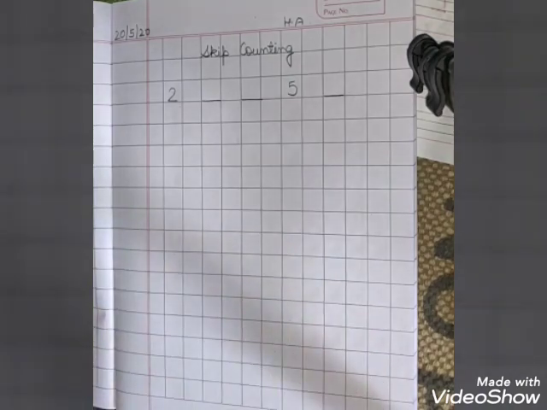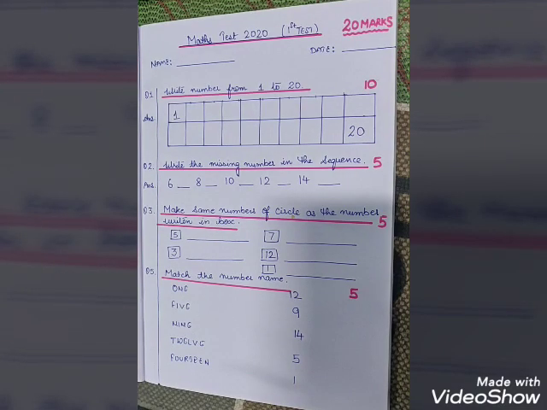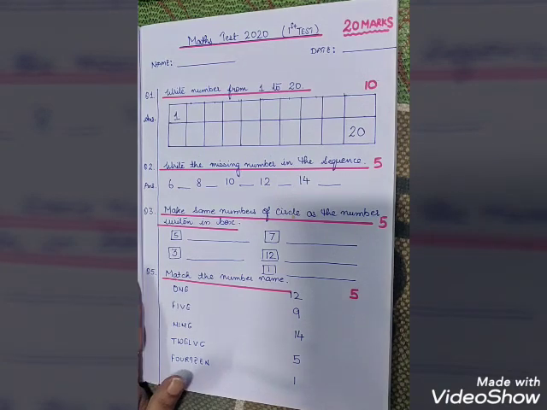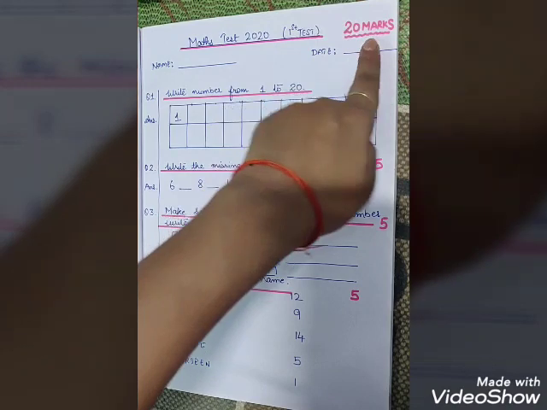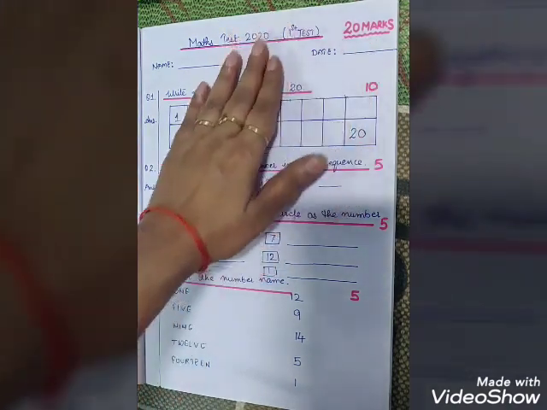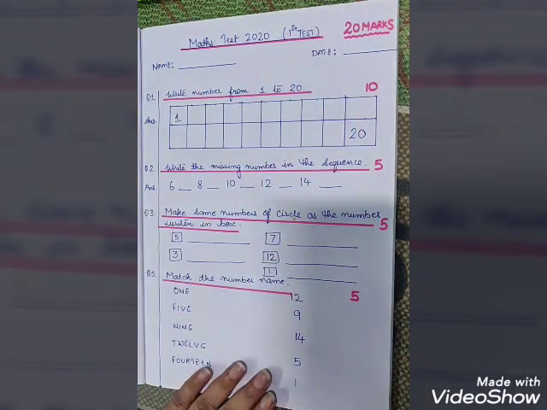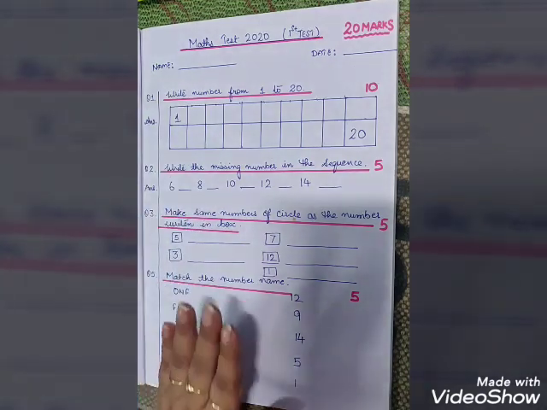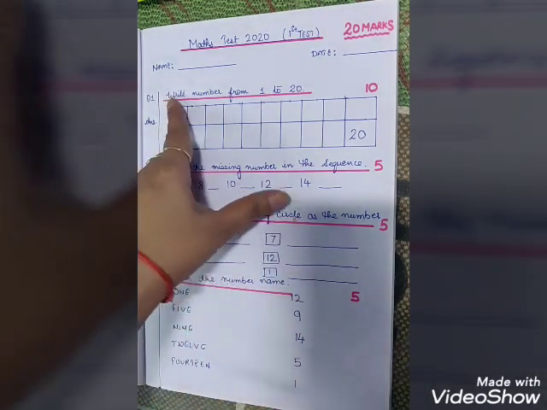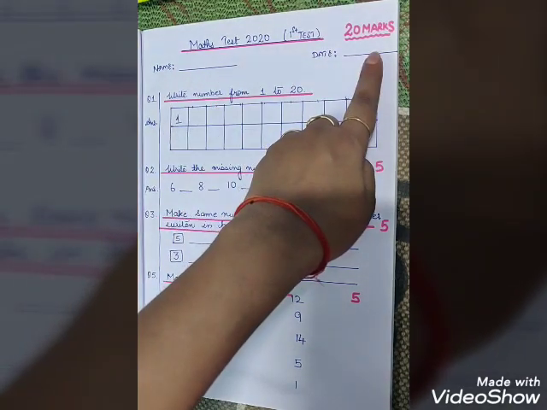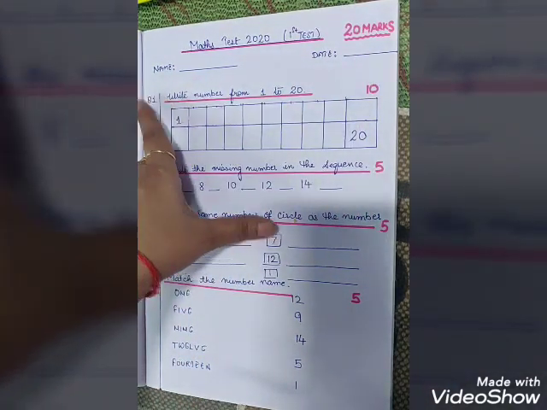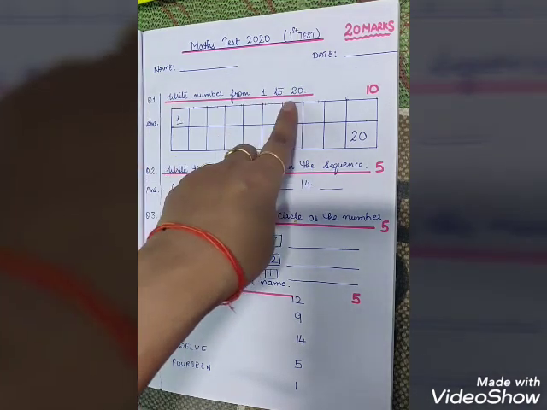Okay, good morning kids. So this is your test paper for maths. This is your first test paper and it is of 20 marks. I have given you 5 questions which you have to do in this worksheet. First of all you will write down your name and today's date. Then the first question is write numbers from 1 to 20.